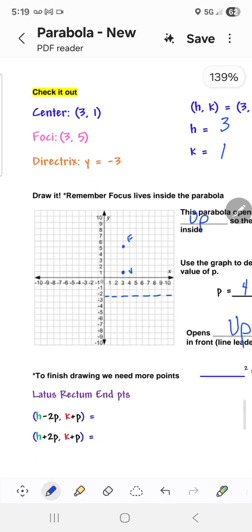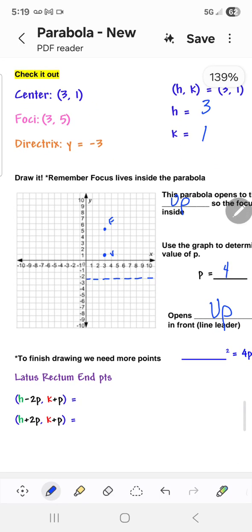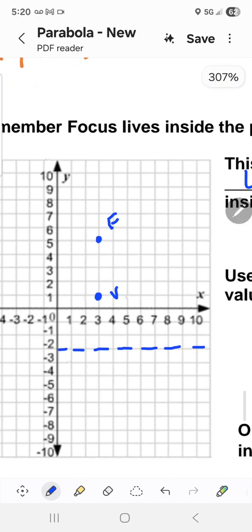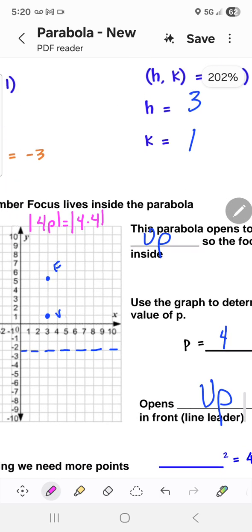Okay. Let's see if we can go ahead and figure out some other things here. Let's see if we can figure out the endpoints without using the equations. We know that the distance of this latus rectum line is supposed to be the absolute value of 4p. We know that the value of p is 4. So that means that it's 16.